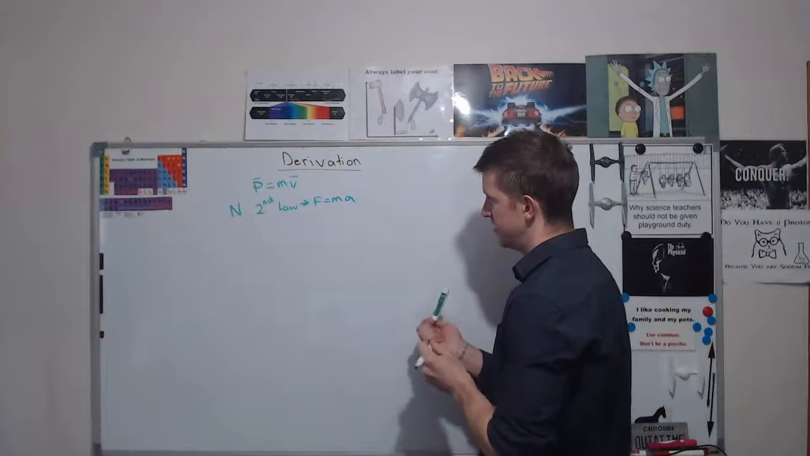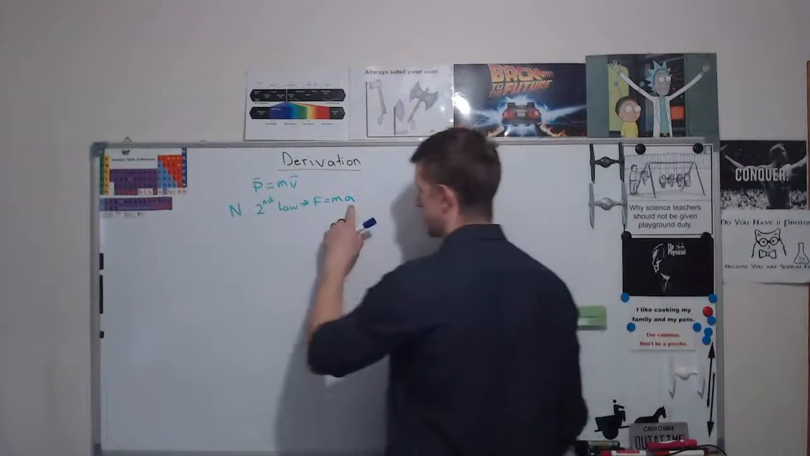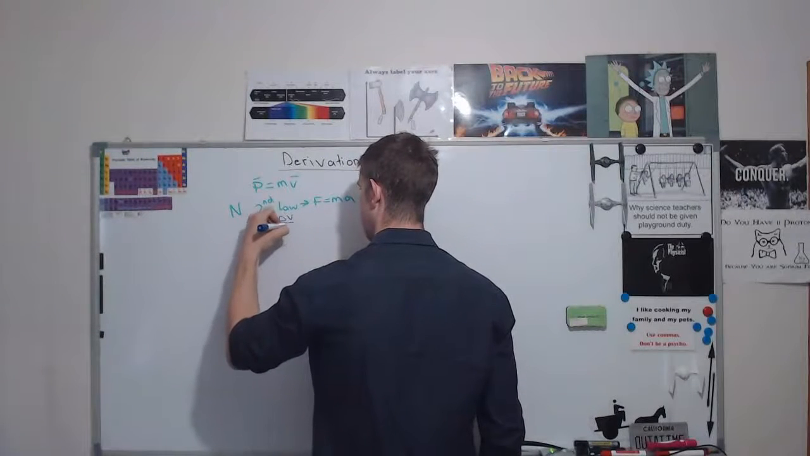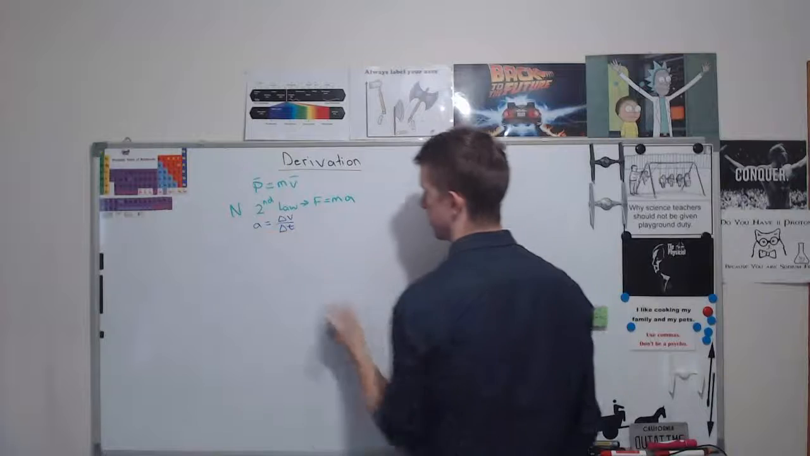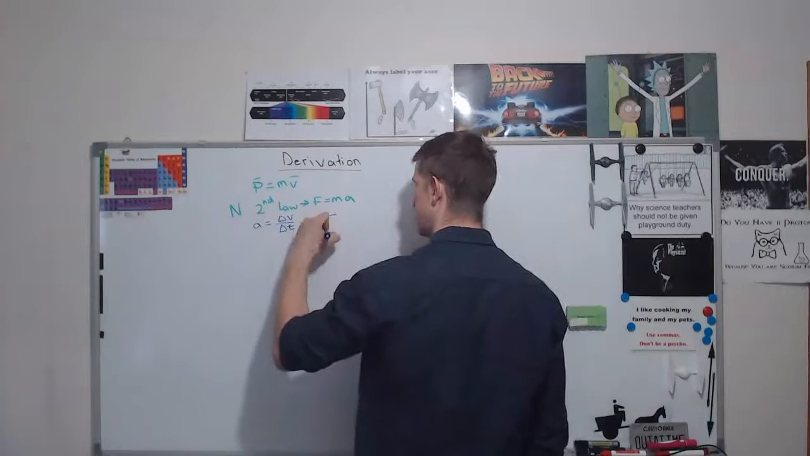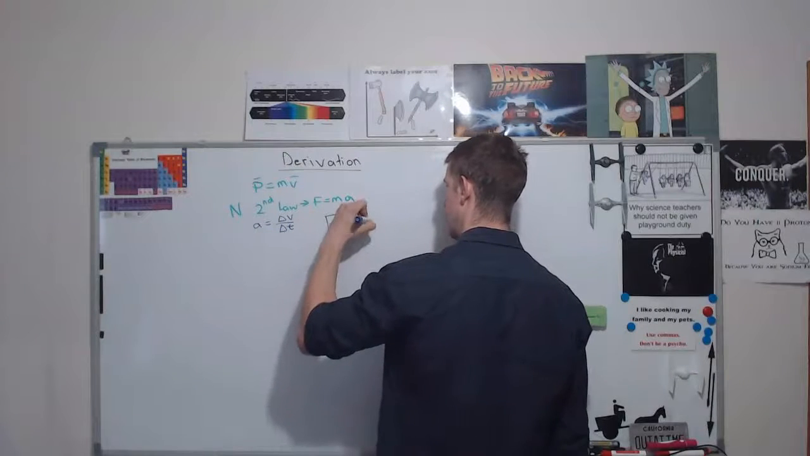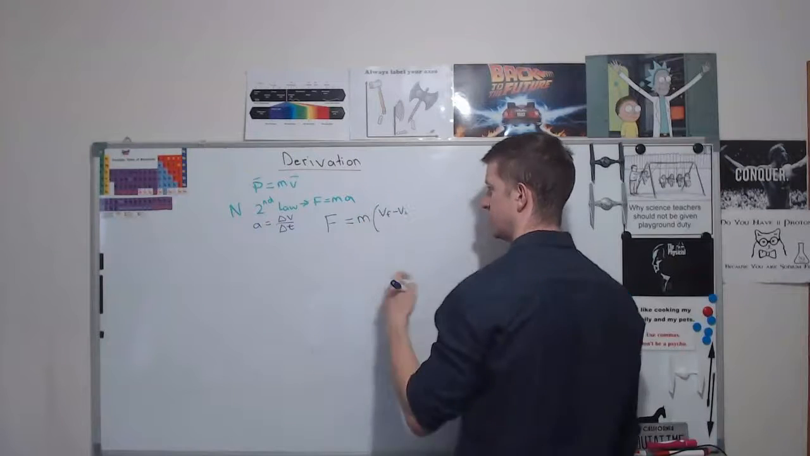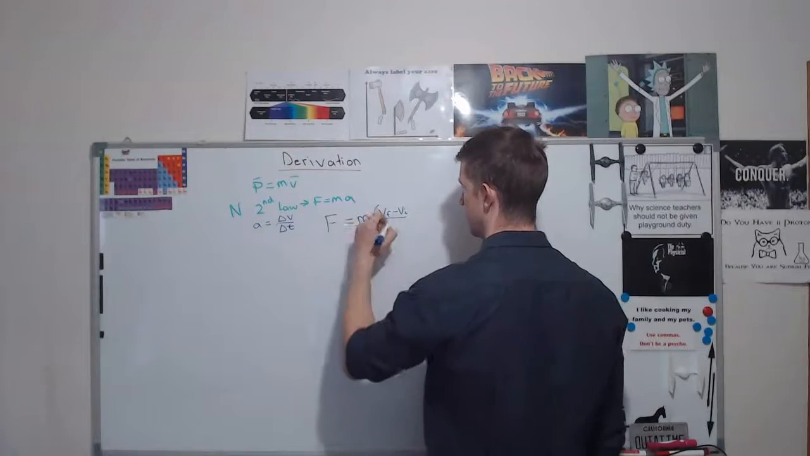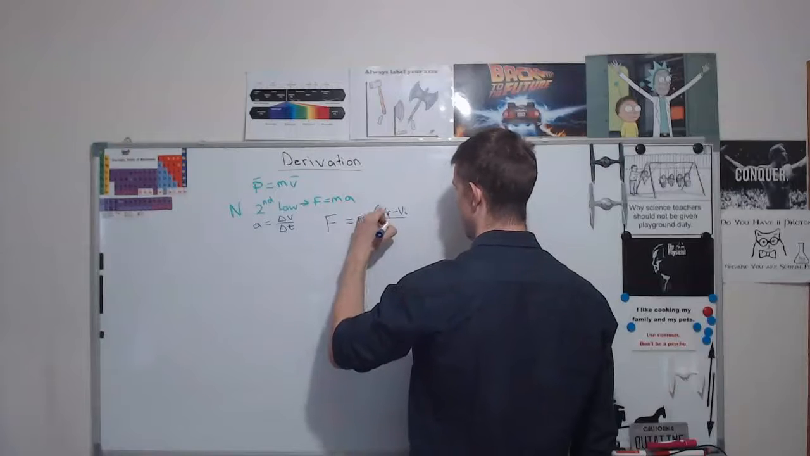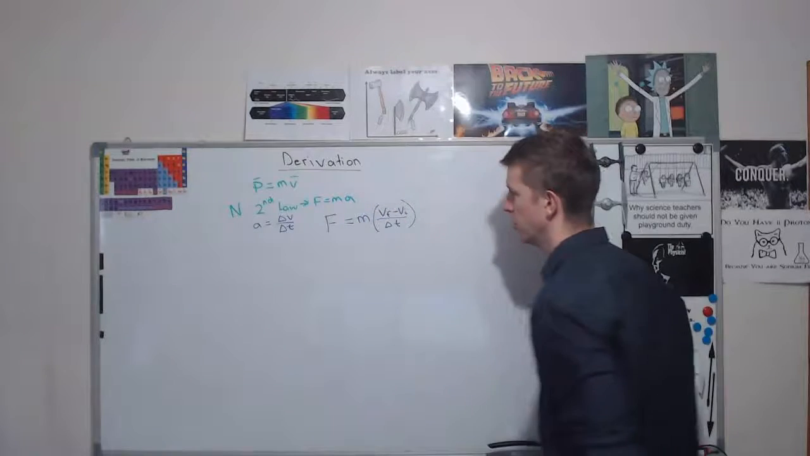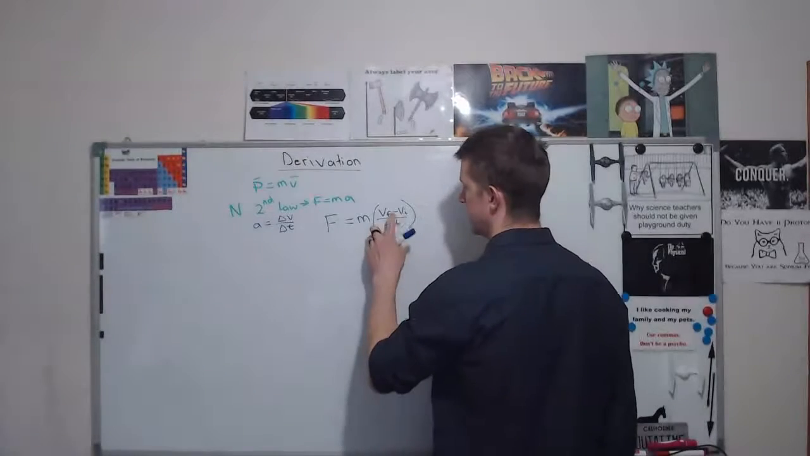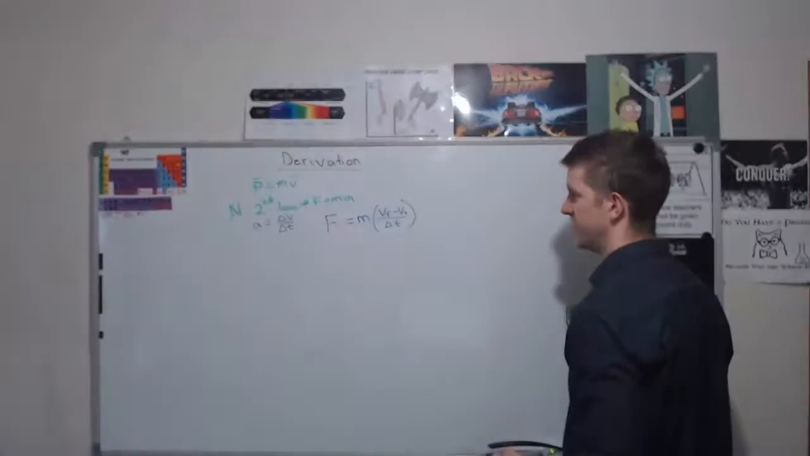So if we consider the second law, F equals ma, acceleration is delta v over delta t from the equations of motion. So we could replace this as F equals mass times v final minus v initial, which is our delta v, over, and I'll just write delta t for now because it's not really important, the change in time. So that's just Newton's second law in terms of velocity instead of the acceleration.